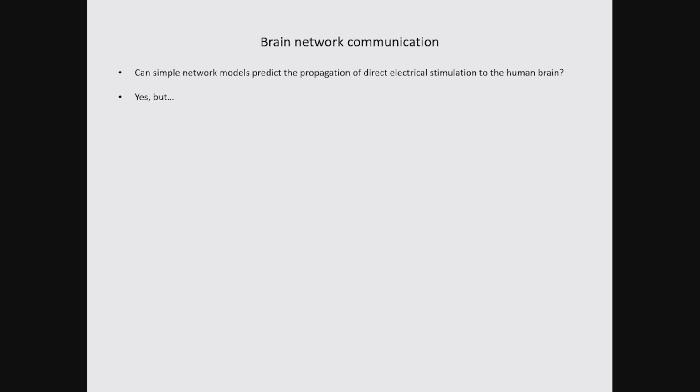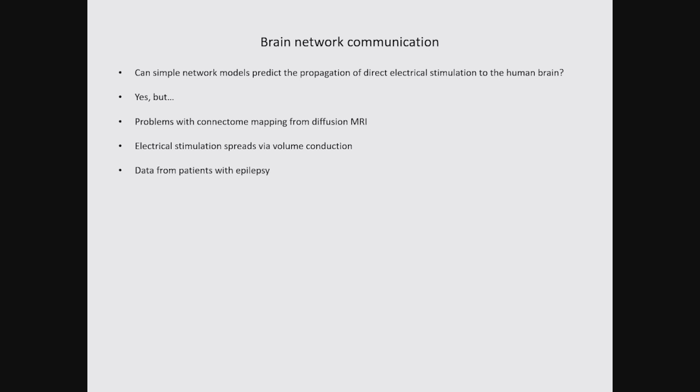Okay, but we know there are problems with connectome mapping from diffusion MRI. Electrical stimulation travels via volume conduction. The Euclidean distance between regions is a huge confound. It's data from epilepsy patients, which adds another confound.